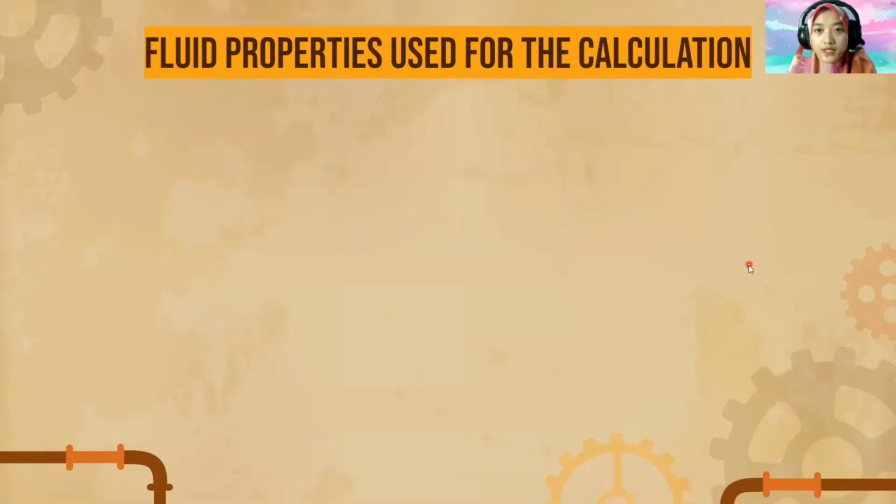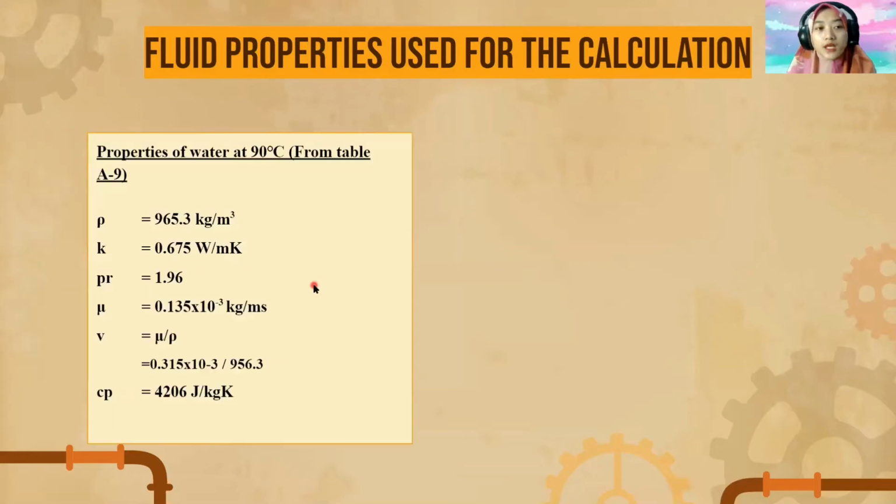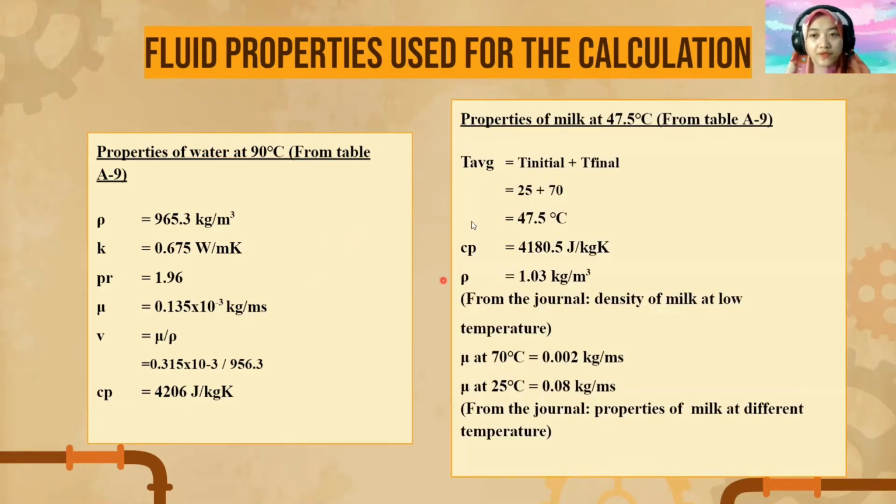Next, we have the fluid properties used for the calculation. First of all, we have the properties of water at 90 degrees Celsius. We can find it from table A9. We get this for milk at 47.5 degrees Celsius, which we also get from table A9. The properties of water and milk will be used in the calculation to answer the question that is being asked.